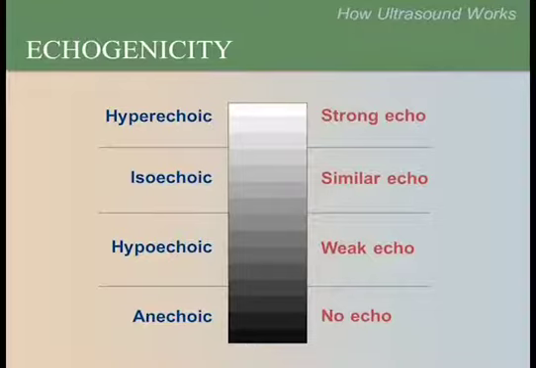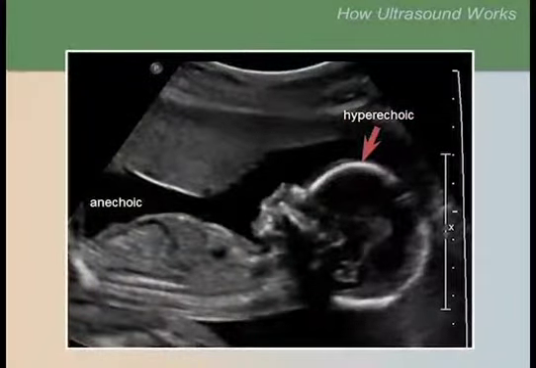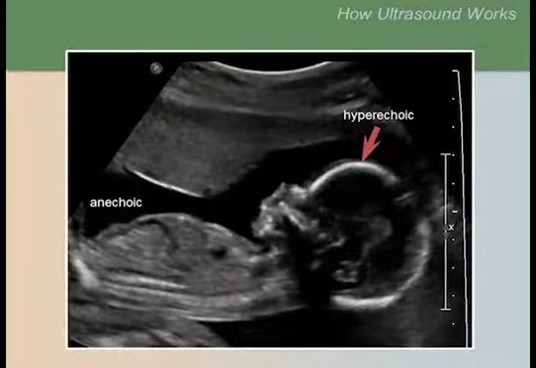The prefix "an" means none. Anechoic structures appear black because they do not reflect sound waves. Isoechoic and hypoechoic are shades of gray between the white hyperechoic and the black anechoic. We will discuss these terms more in the hands-on sessions. In this image, the amniotic fluid is anechoic and the skull is hyperechoic.